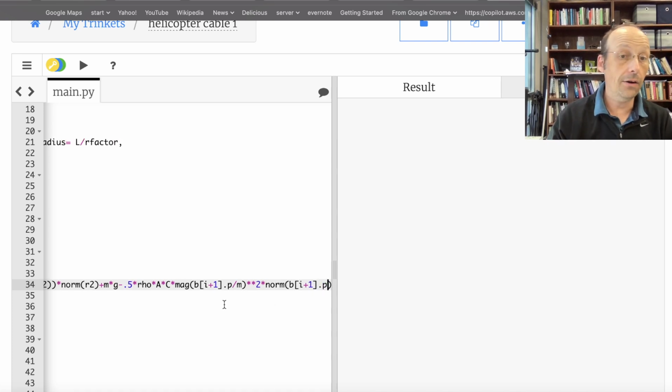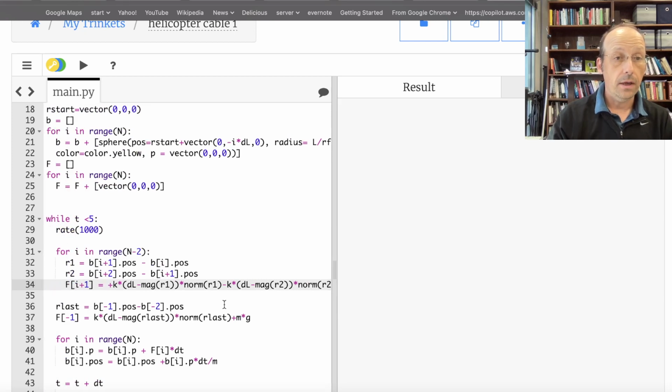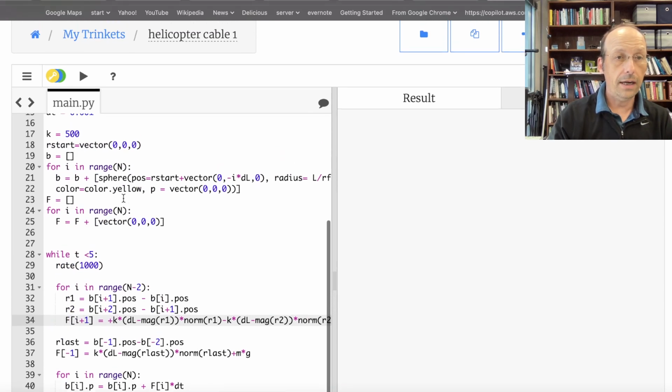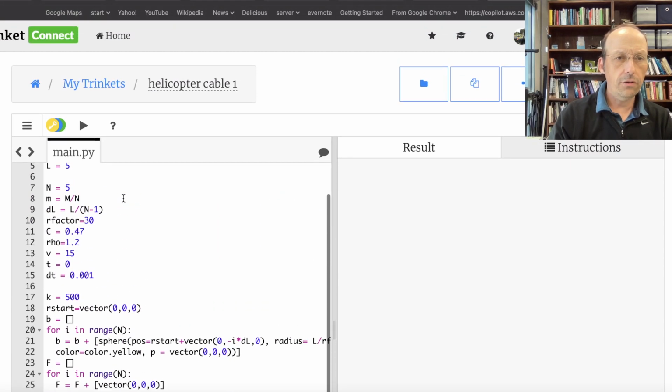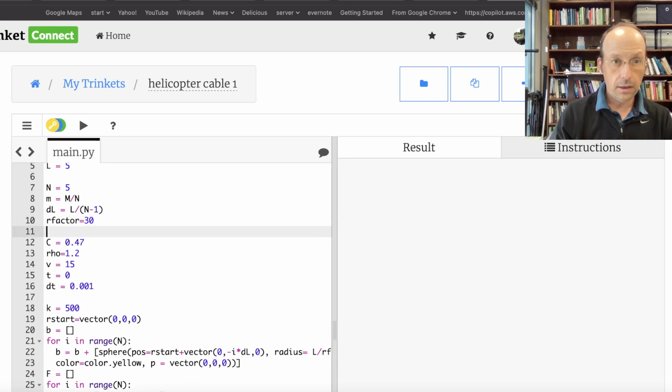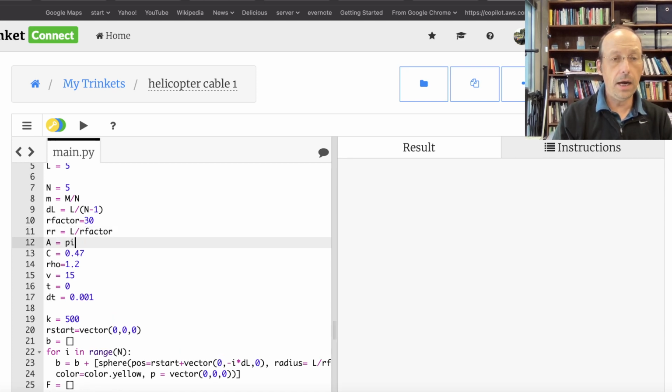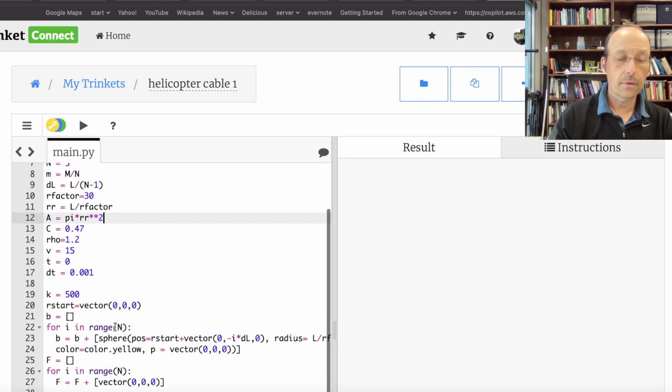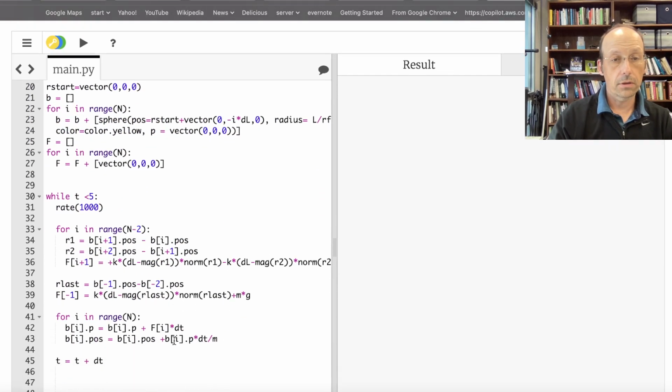Okay, and I don't have an A in there, so it's not going to work. So up here, I can just do it one time, really. If my R factor is 30, then I'm going to say this RR is L divided by R factor. So A is going to be pi times RR squared. Okay, so now that should work.